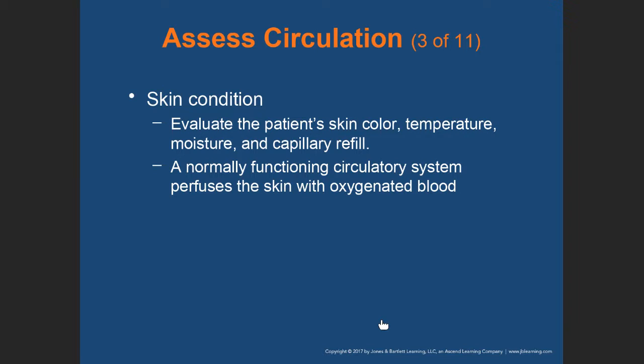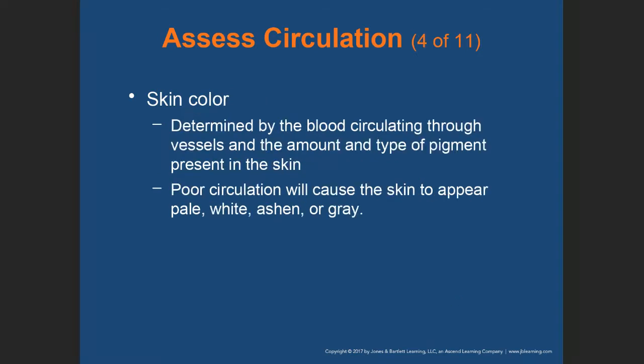So evaluate the patient's skin color. We look at the palms of the hand for skin color. And if we see changes in the palms of the hand, then we look for these changes centrally. Can look around the lips, can look at the mucous membranes under the eyelids. A normally functioning circulatory system perfuses the skin with oxygenated blood. Determined by the blood circulating through the vessels and the amount and type of pigment present in the skin.